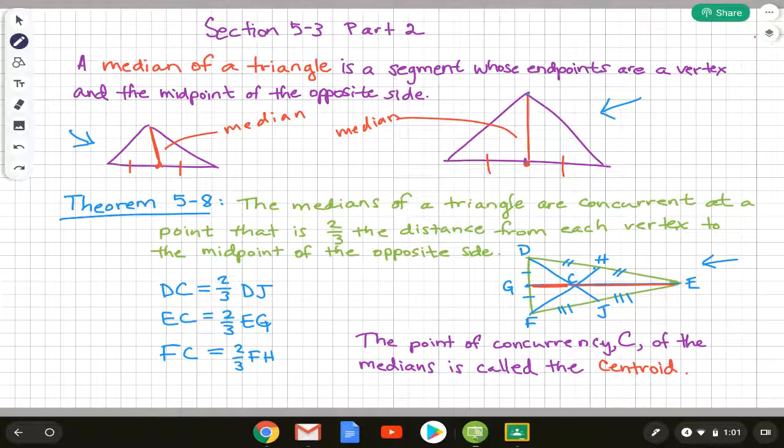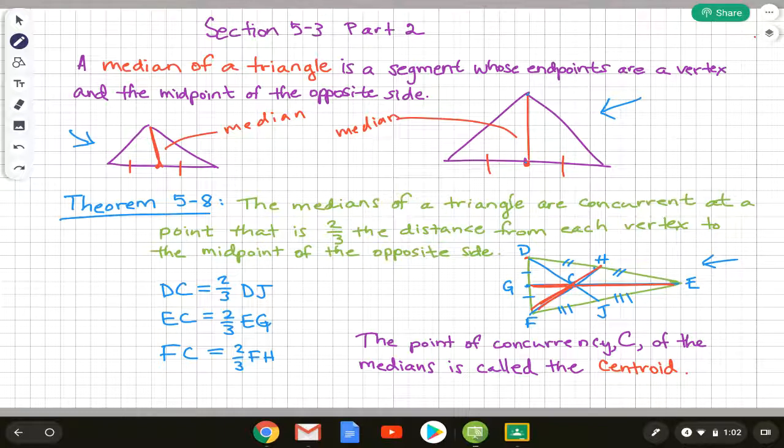All right, so in the drawing we have here, the length of DC, which is from here to here, is 2/3 the length of the whole line DJ. And from E to C, where I drew earlier, that is 2/3 the length of the whole line EG. And then FC is 2/3 the length of the whole line FH. So those are for each different median in that triangle.